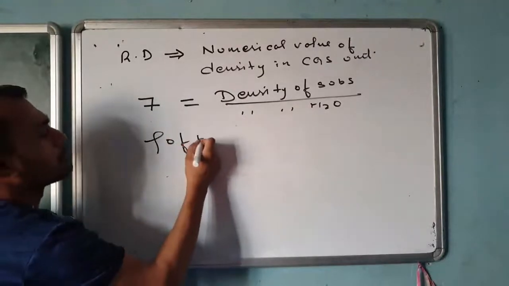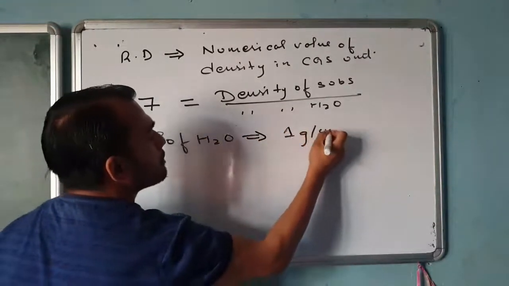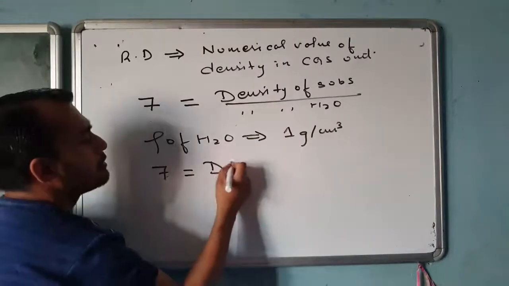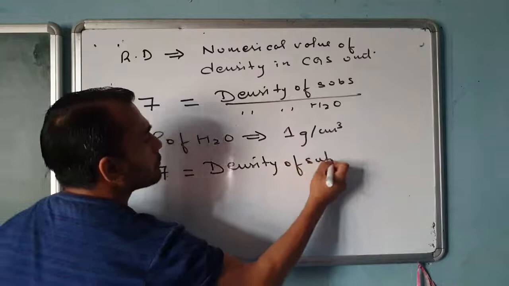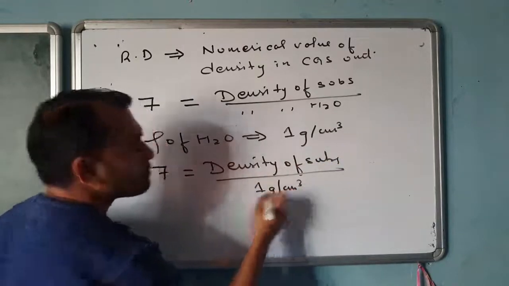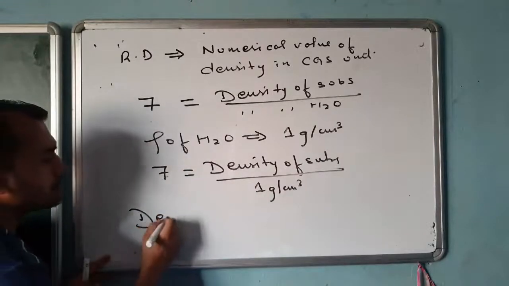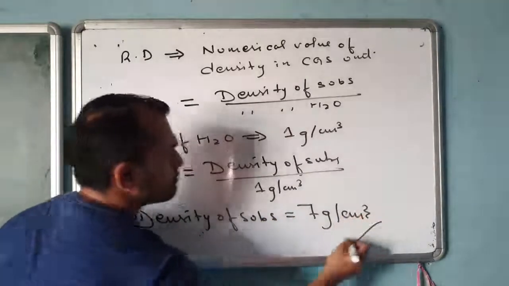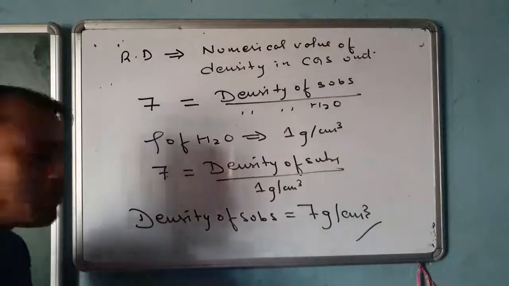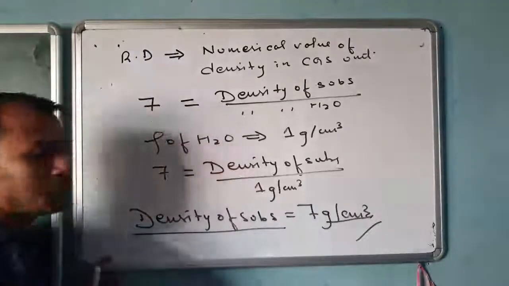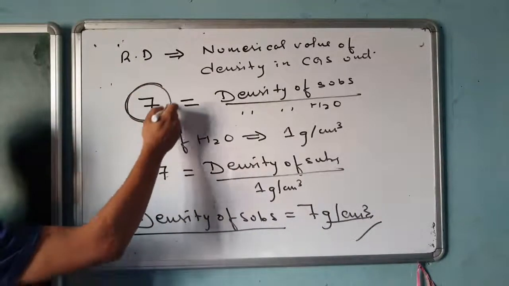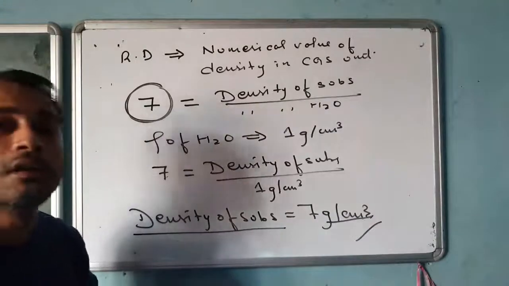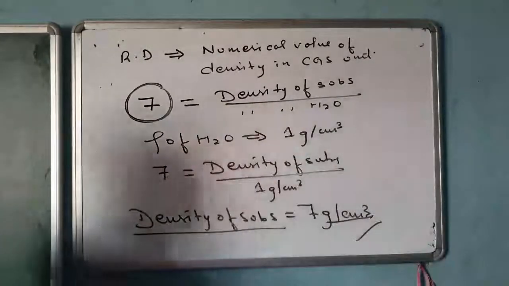But what is the density of water? The density of water is 1 gram per centimeter cube. Is it true? This means that this can be rewritten as density of substance by 1 gram per centimeter cube. And if I cross multiply this, the density of the substance will be equal to 7 gram per centimeter cube. Hence what we found is that the density of a substance in CGS unit is always equal to the numerical value of its relative density. But this is only true in case of CGS unit. Let us see what we can do if the unit is in SI unit.